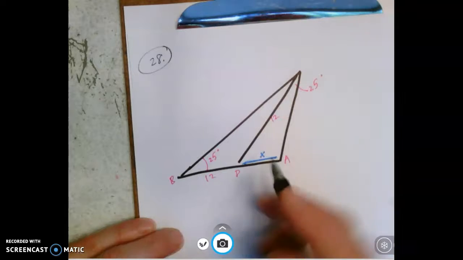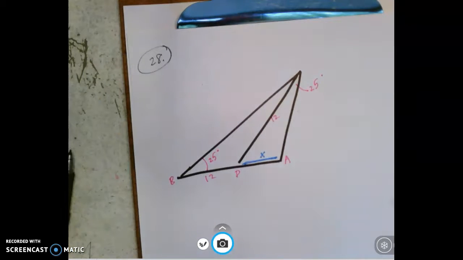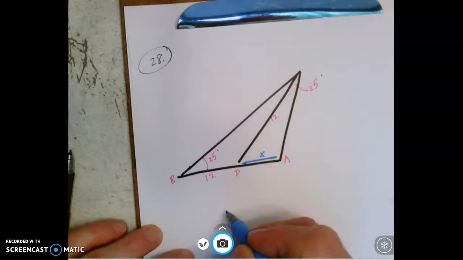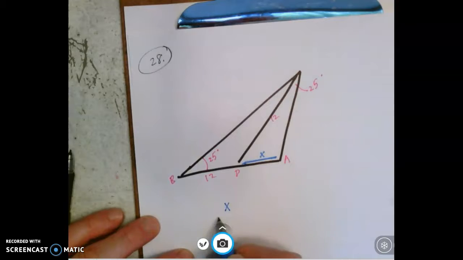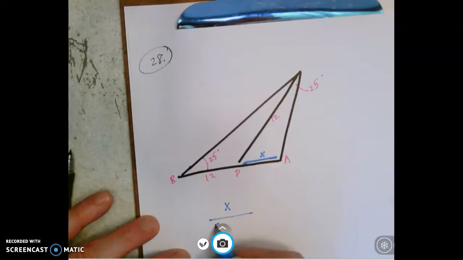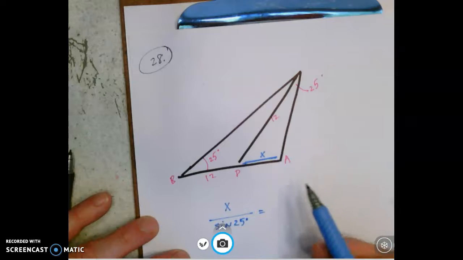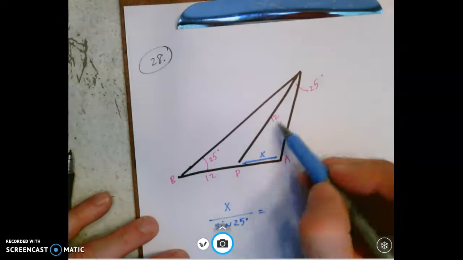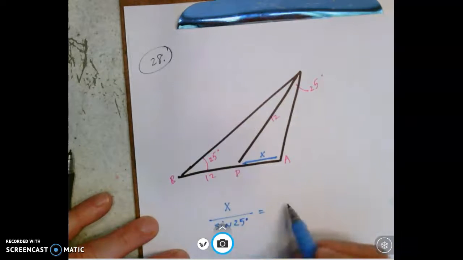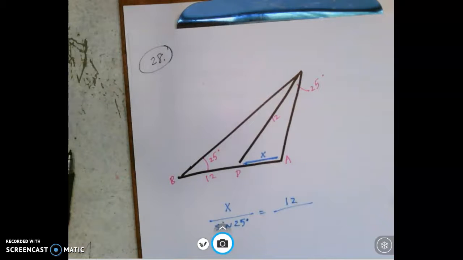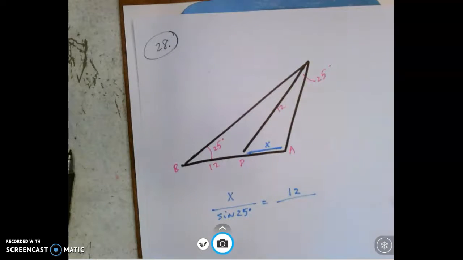All right. So eventually, we are going to have x. Remember, we always put our unknown on top, over sine of 25. That's going to be part of our problem for sure. And this 12 is going to be on top, so we want to match up the sides. And we want to know a. Once we find a, then we can complete this problem and find out what x is.